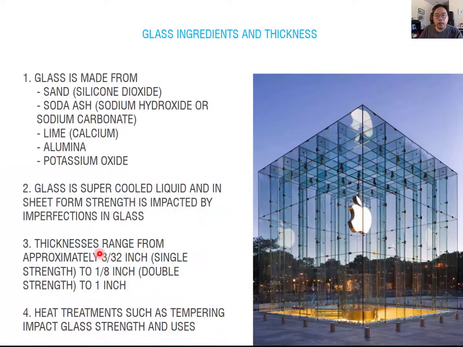So let's look at the glass ingredients. Glass is made from sand, soda ash, lime, alumina, and potassium oxide. So this is the basic glass ingredient here. Also, the thickness of the glass ranges from 3/30 inch to 1 inch. Depending on the glass requirement, you can choose the proper glass thickness for the design. Also, when your glass has some heat treatment, such as tempering or impact glass, it usually becomes much stronger glass. We will talk about the heat-treated glass later.